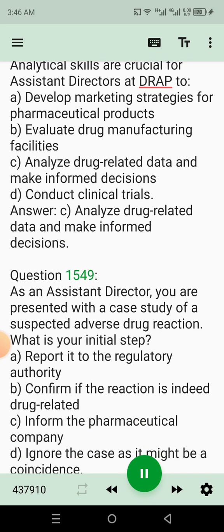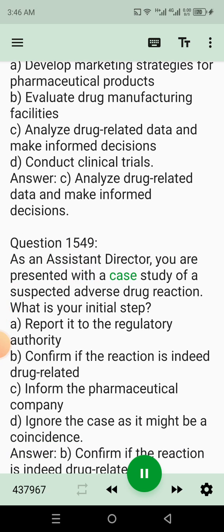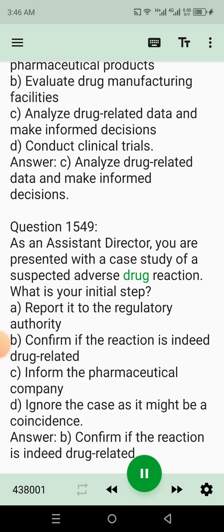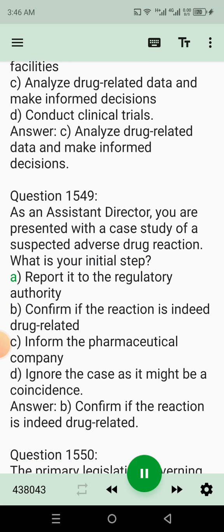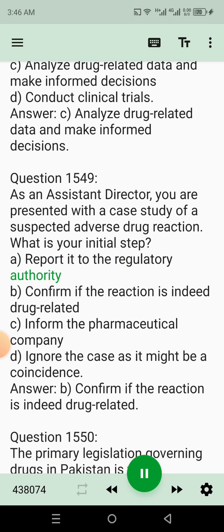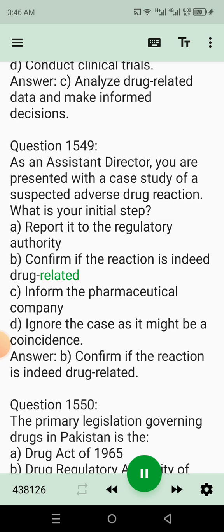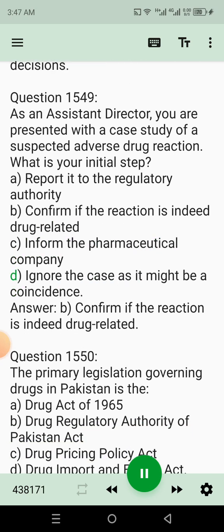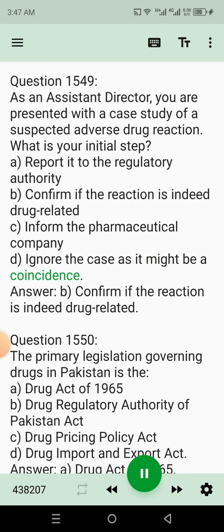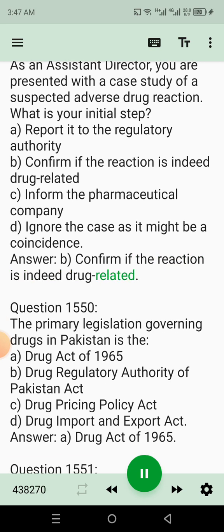Question 1549. As an assistant director, you are presented with a case study of a suspected adverse drug reaction. What is your initial step? A. Report it to the regulatory authority. B. Confirm if the reaction is indeed drug-related. C. Inform the pharmaceutical company. D. Ignore the case as it might be a coincidence. Answer: B. Confirm if the reaction is indeed drug-related.